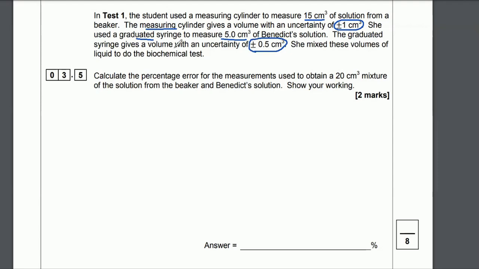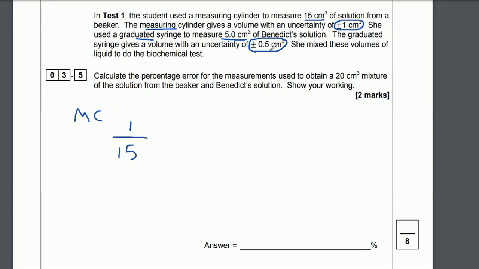She mixed these volumes of liquid to do a biochemical test. Calculate the percentage error for the measurements used to obtain the full 20 centimeter cube mixture of the solution from the beaker and the Benedict solution. Show your working. We need to treat them as two separate, then add them together. So for our measuring cylinder, we had an uncertainty of 1. We're going to divide that by the measurement. So the percentage error is 1 over 15 times 100. So we can do that now, 1 over 15 times 100, to work out the percentage error of the measuring cylinder, or we can combine it with the percentage error of the graduated syringe.